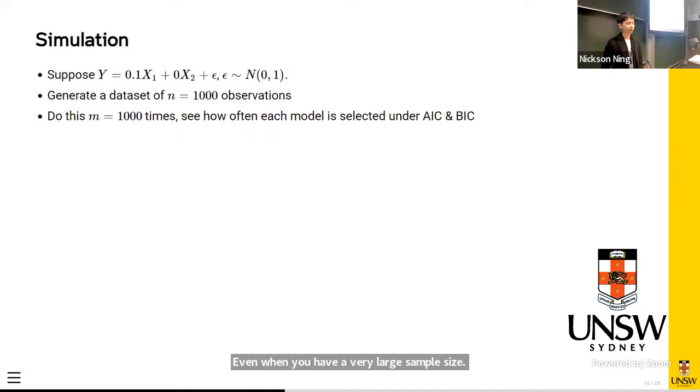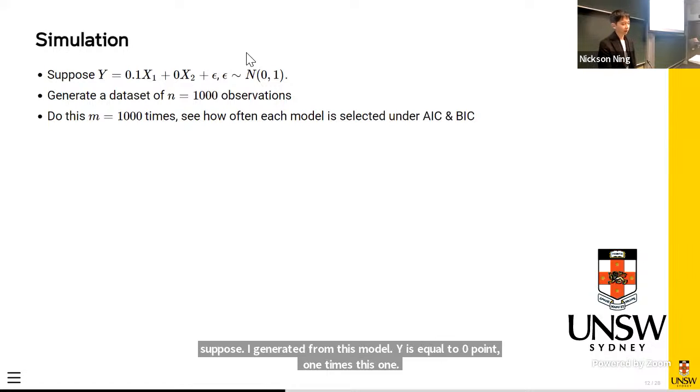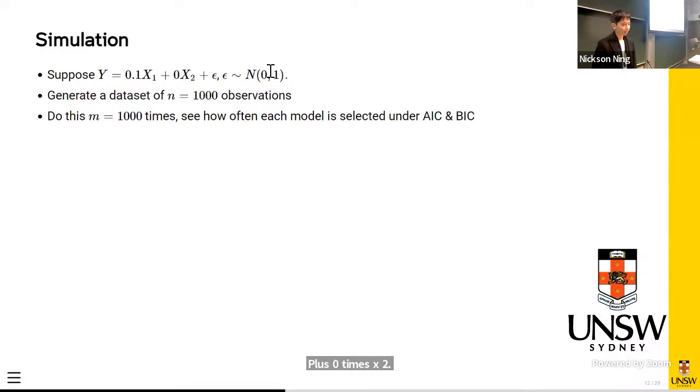So I want to go into that a little bit, since there's often a bit of confusion as to why, if your BIC is choosing the true correct model, it is not also optimal for prediction. So I did a really simple little simulation here. Suppose I generated from this model: y equals 0.1 times x1 plus 0 times x2 plus an error term, which is just standard normal.